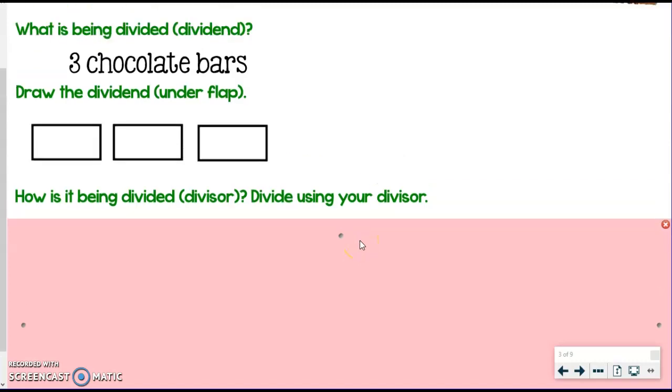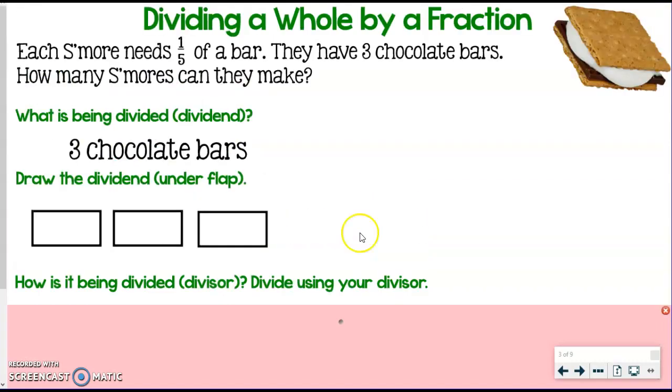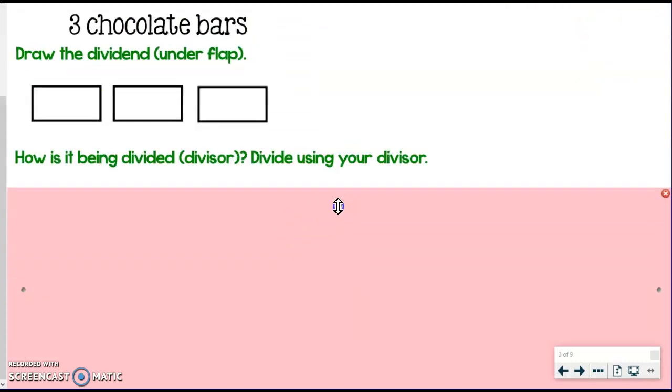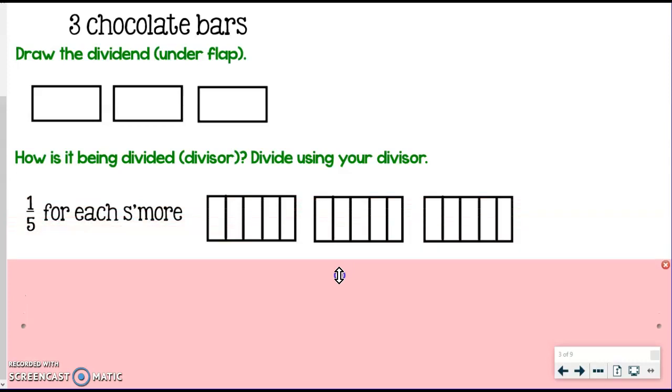We need to figure out how that is being divided. So if we look, on each s'more, we're using 1/5 of a bar now. So we have to break them up into fifths. Okay, so 1/5 for each s'more.